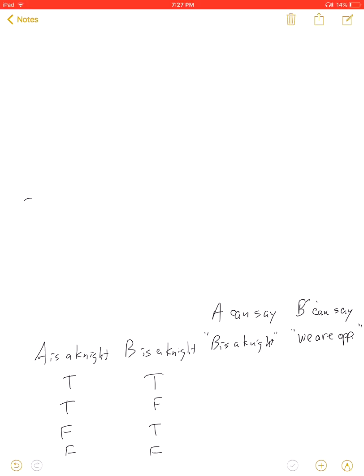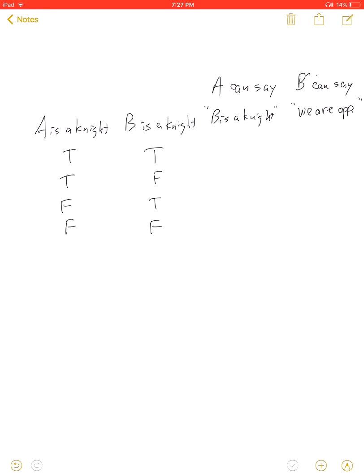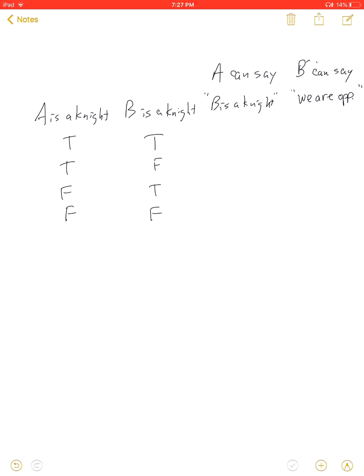Let's look at the knight and knave problem. Here we can use a truth table to look for if we can find a solution to determine whether A is a knight or B is a knight. Now in this case, if we're trying to say for sure if A is a knight or a knave and B is a knight or a knave, there can be only one row that has all truths. Otherwise, we won't be able to tell.